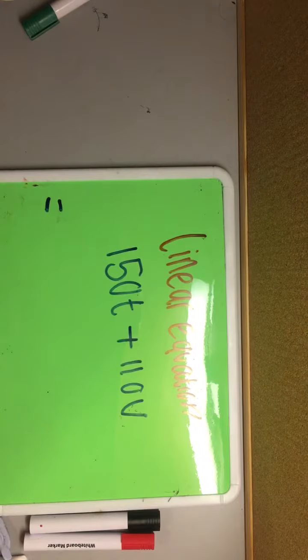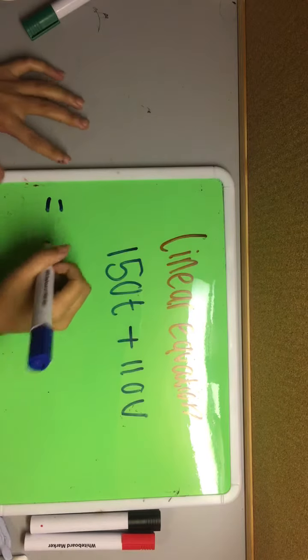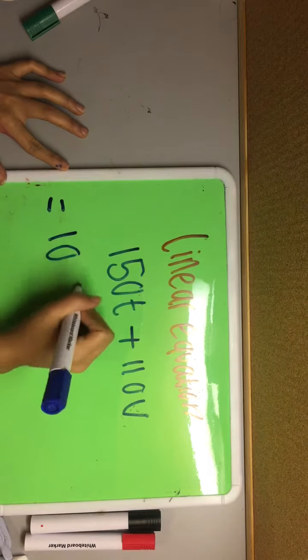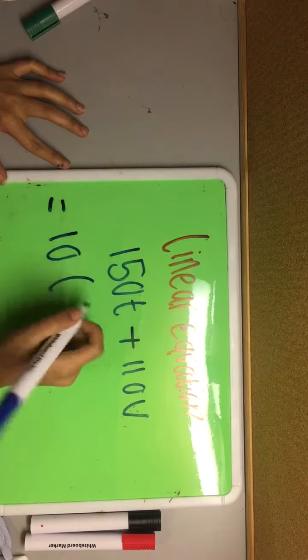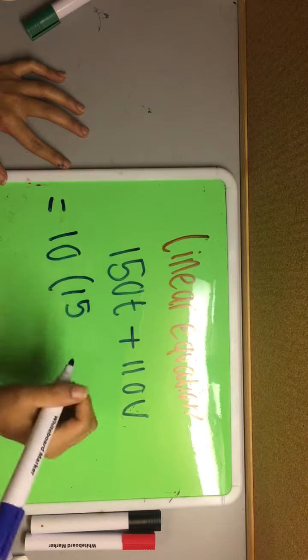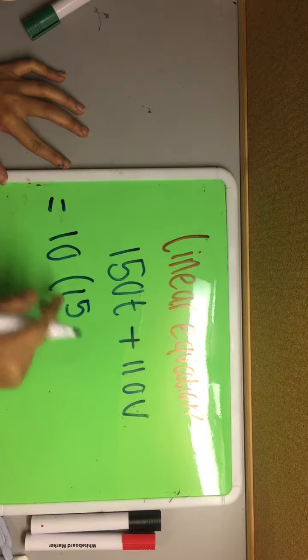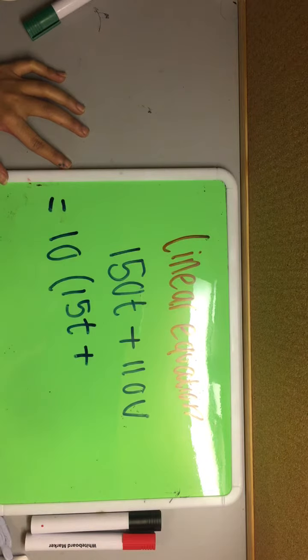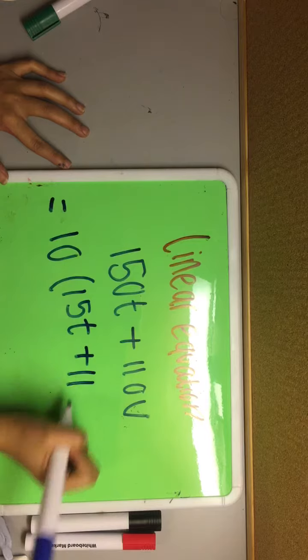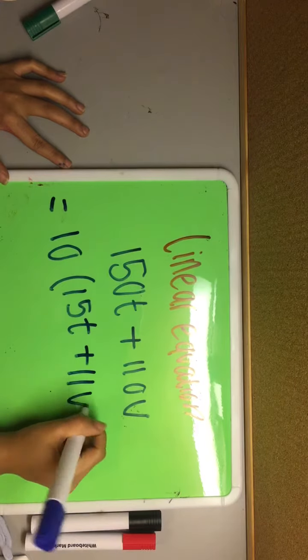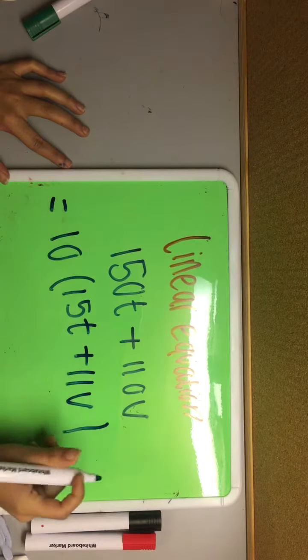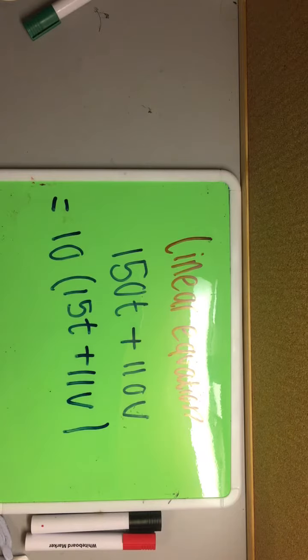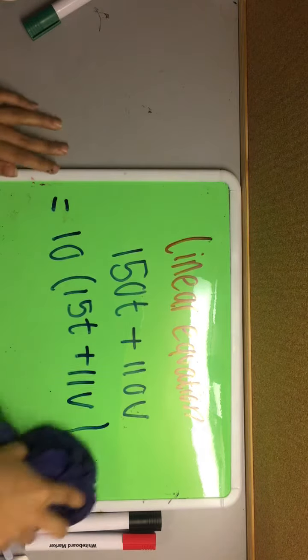Okay, so in this case, the highest common factor is 10. So 10 times 15t will give you 150t, plus 10 times 11u will give you 110u. So that is 2 examples of common factors.